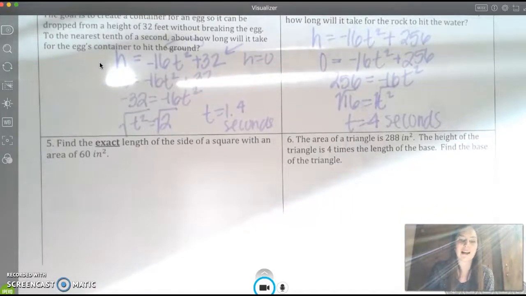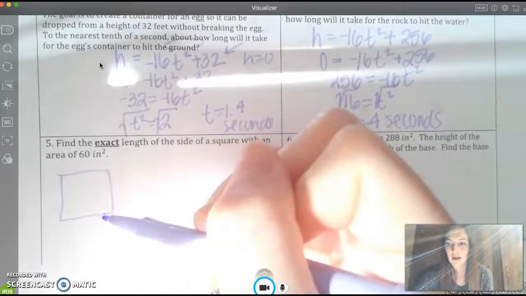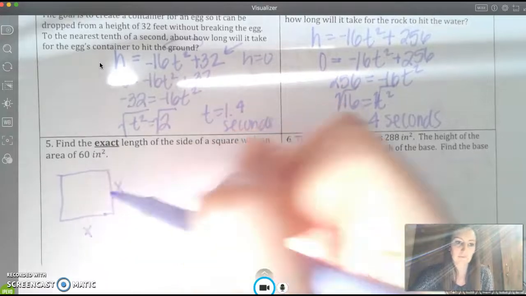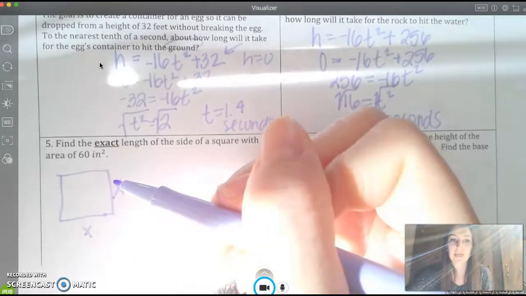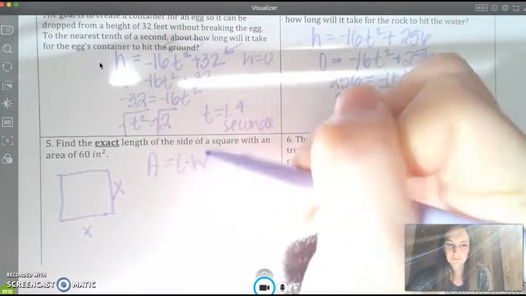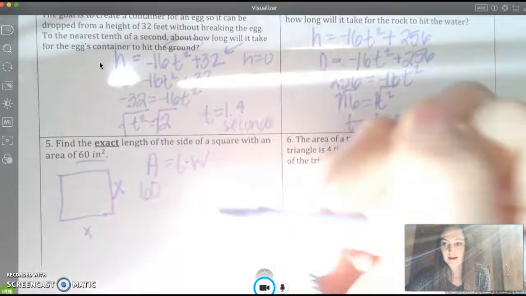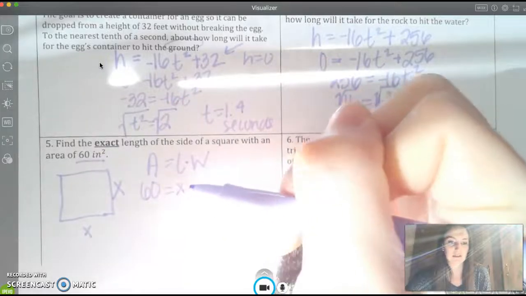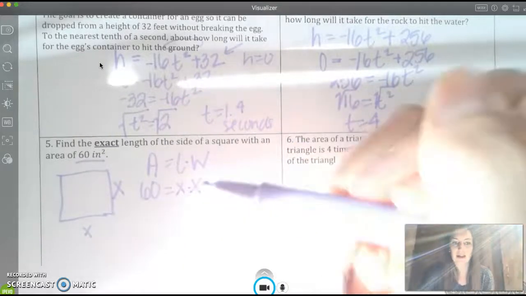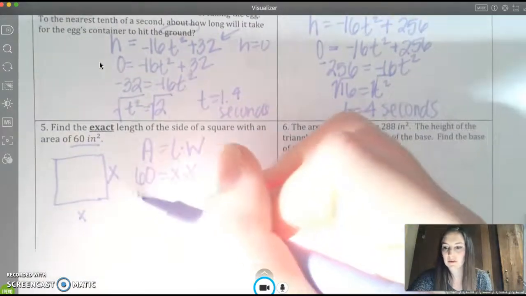Okay, so find the exact length of the side of a square with an area of 60 inches squared. If we have a square, both sides are the same, right? So x and x, they're going to be the same, 2 and 2, 7 and 7, whatever that may be. To find my area is length times width. I know my area is 60 because it tells me right here, and my length is x, and my width is x. So I have 60 equals x squared.